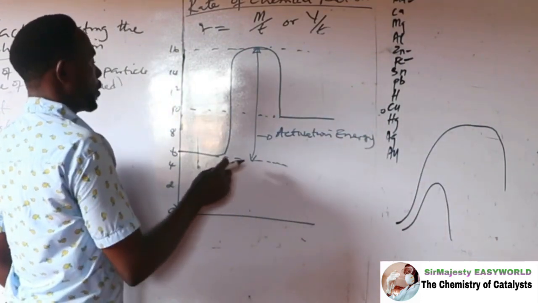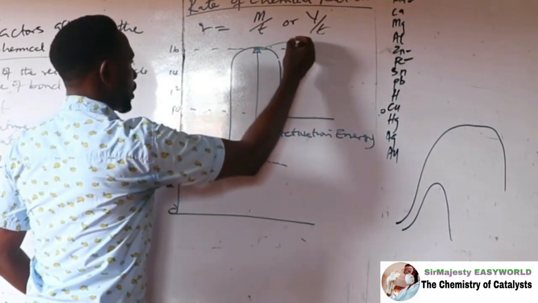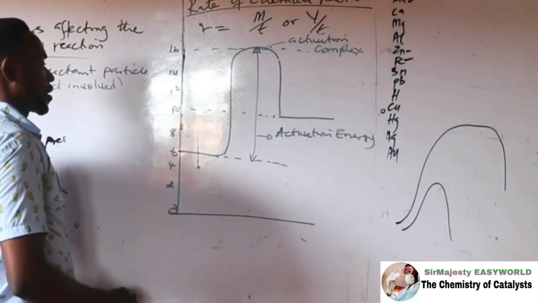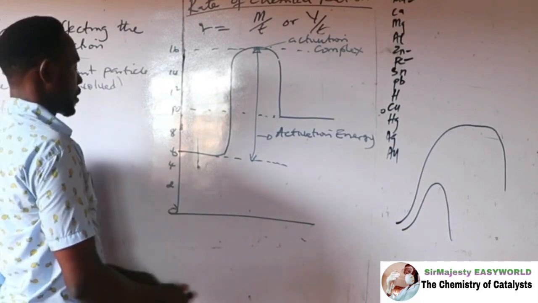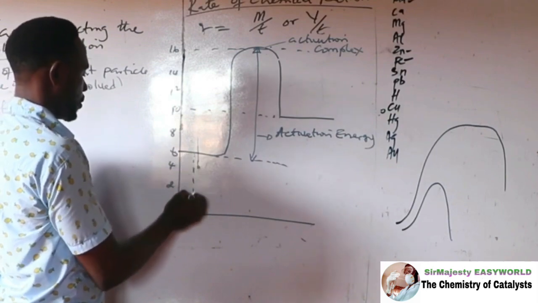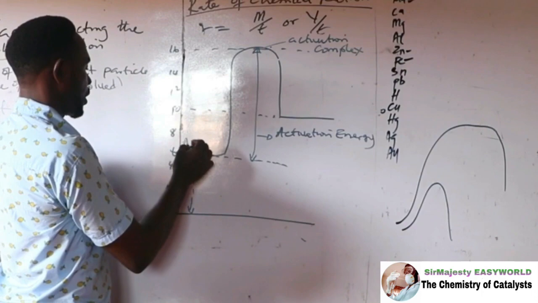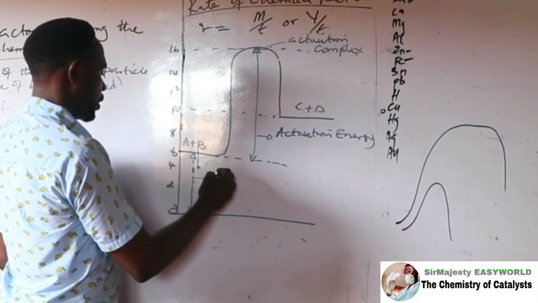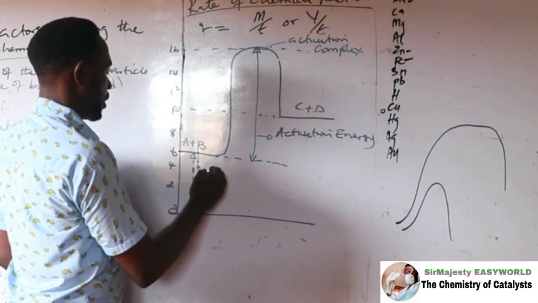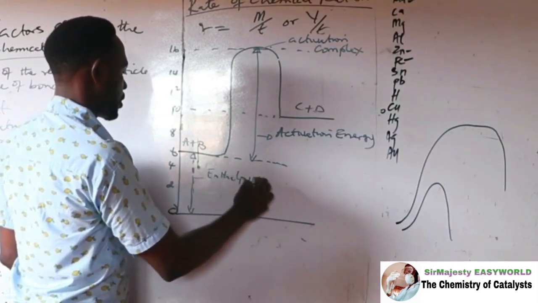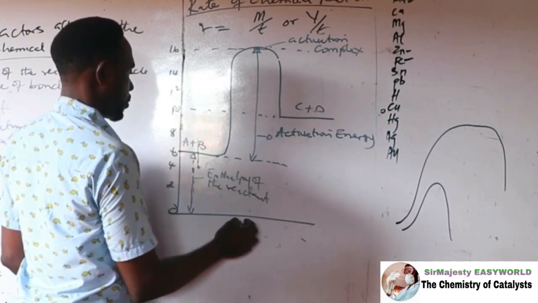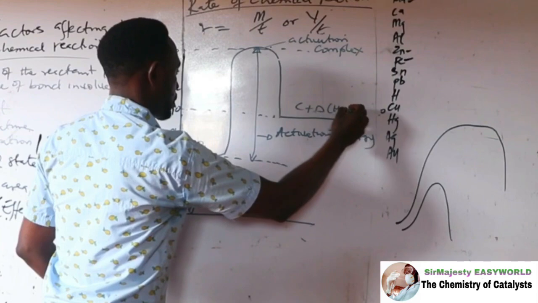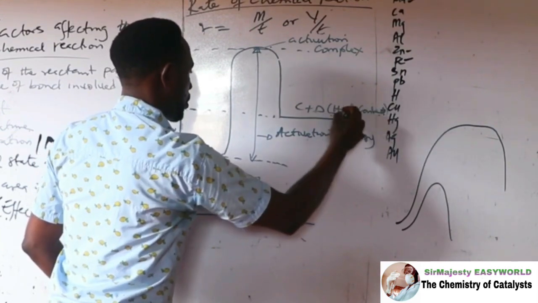The activation energy is measured up to the peak, which we call the activation complex. Then from here to here is the enthalpy of the reactant, where here is A plus B to give us C plus D. So over here is the heat content of the reactant particles, while over here is the heat content of the product particles.